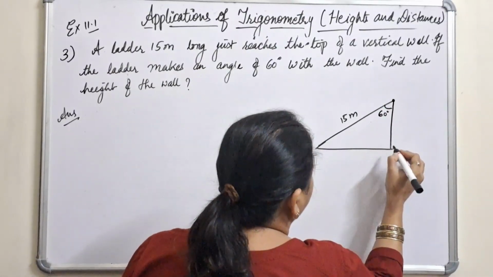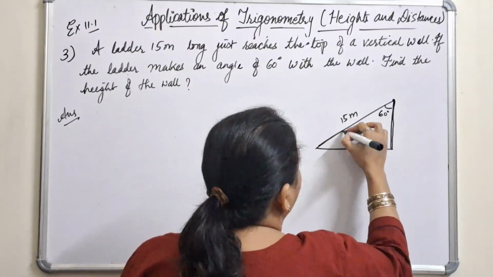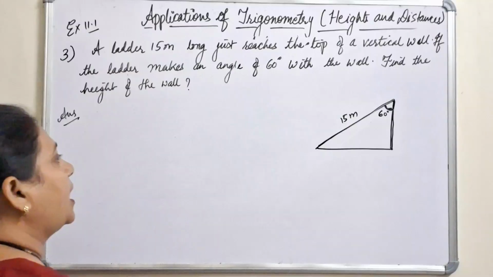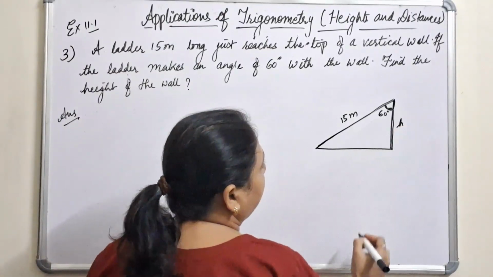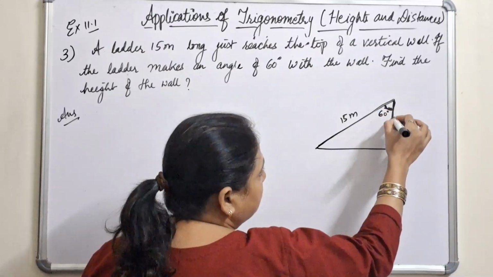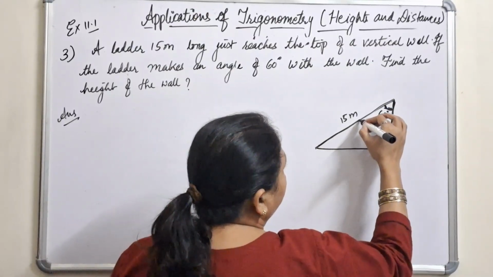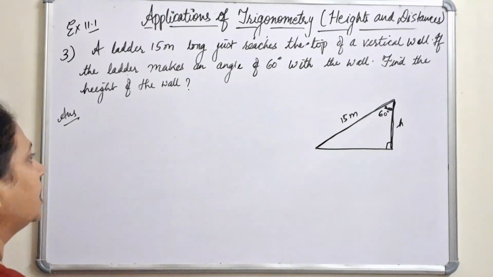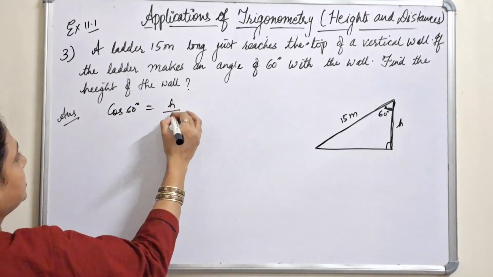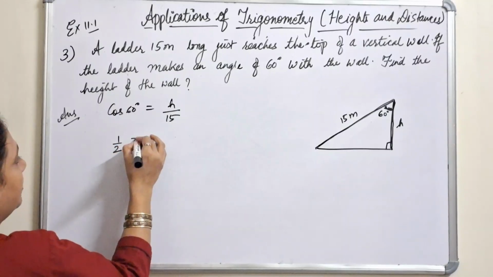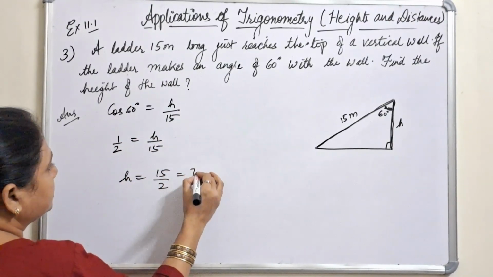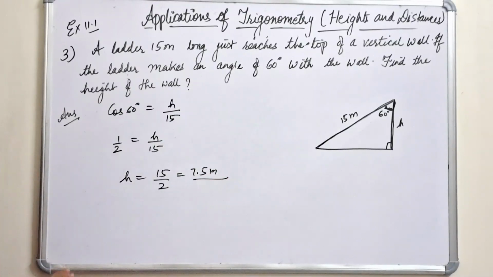Now the angle is this. This is the wall and this is the ladder. So this angle is 60 degrees. Find the height of the wall. This is the height. With respect to this 60 degrees, this is the base and this is the hypotenuse. So again base upon hypotenuse is cos 60. So 1 upon 2 is h upon 15. h is 15 upon 2, that is 7.5 meter.